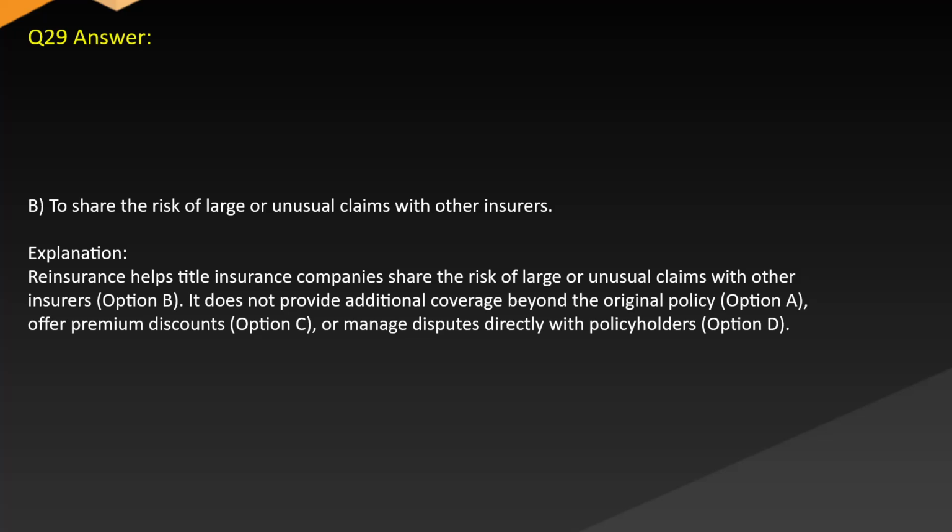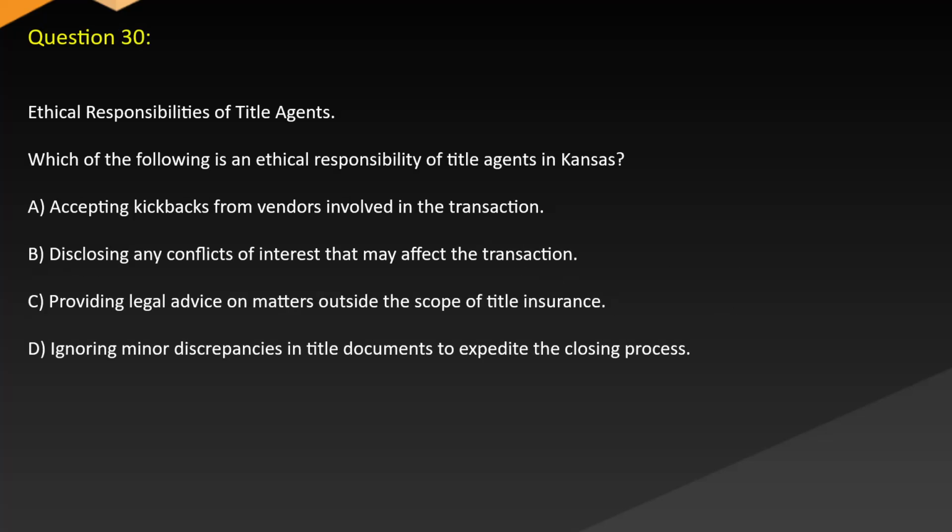Answer: B. To share the risk of large or unusual claims with other insurers. Explanation: Reinsurance helps title insurance companies share the risk of large or unusual claims with other insurers. It does not provide additional coverage beyond the original policy, option A, offer premium discounts, option C, or manage disputes directly with policyholders, option D.